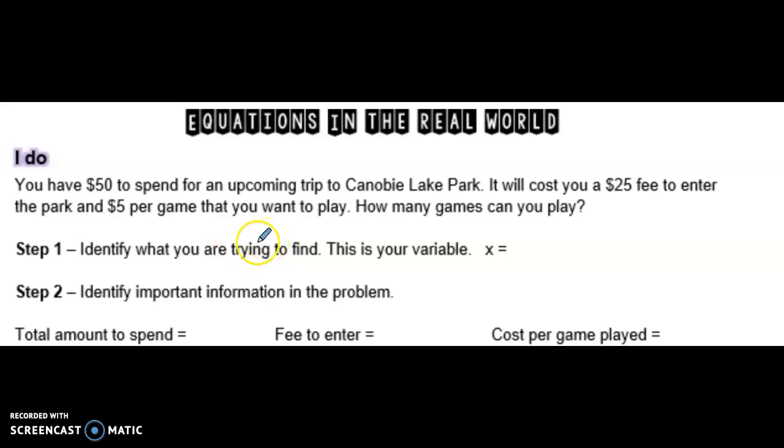Today we are talking about equations in the real world. You have $50 to spend for an upcoming trip to Canobie Lake Park. It will cost you a $25 fee to enter the park and $5 per game that you want to play. How many games can you play?